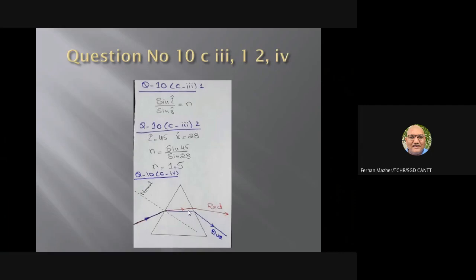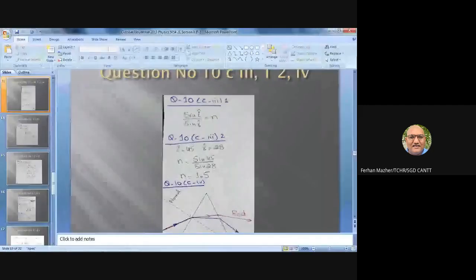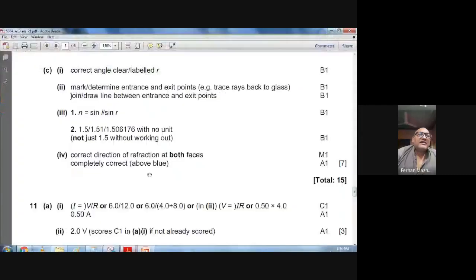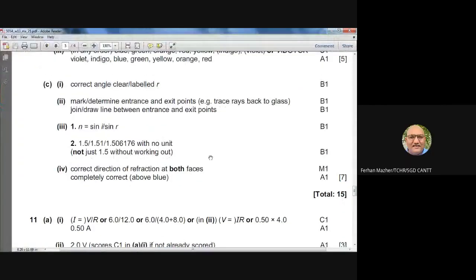I hope you have understood. So let me check the marking scheme because we have done this. N is equal to sine I by sine R. That's the first part. Second part, the value should be something like 1.5. Okay, and correct direction of the refraction at both faces. Complete, correct, above blue. Okay, so we got full marks, I think, if you follow this.